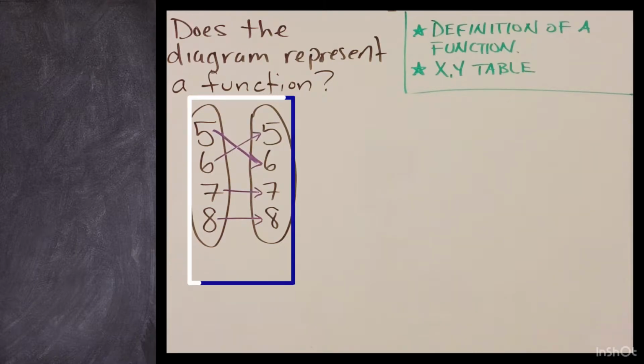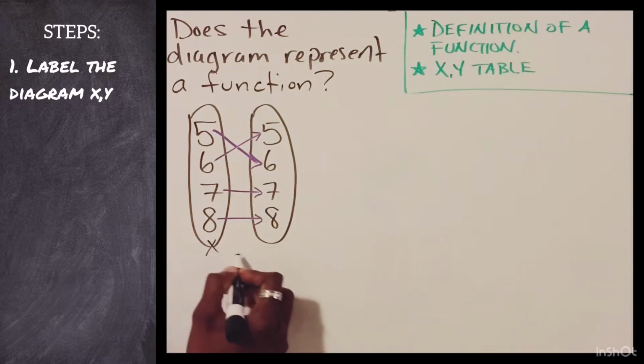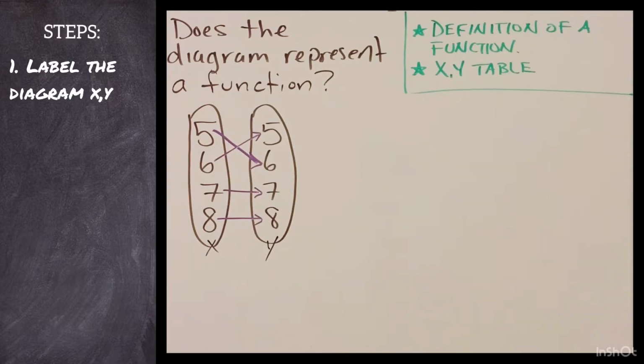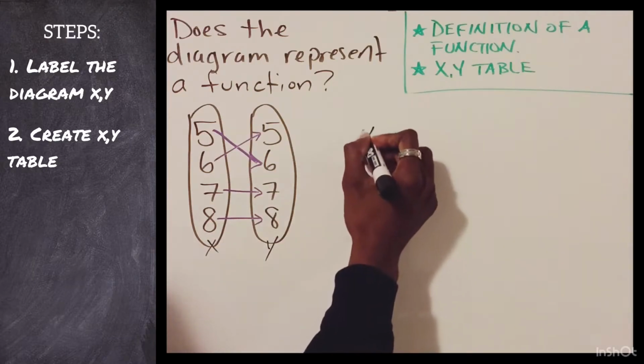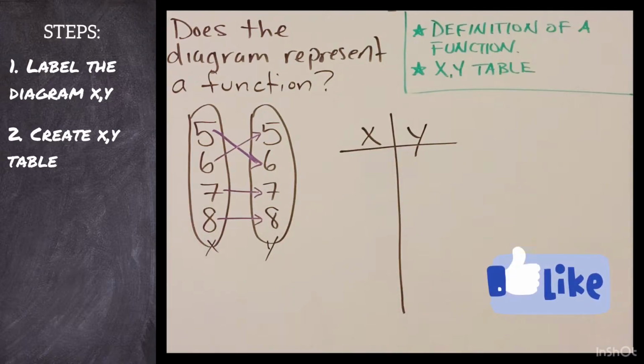We have this domain and range chart. What do we do with it? Well, step 1, I'm really just going to write underneath it x and y, just to remind myself that everything on the left side is an x and everything on the right side is a y. And the second step, we're going to create an XY table based on this diagram, using the numbers and the arrows to see where the X value connects to the Y value. Take a look. X and Y. This is the beginning of our table.